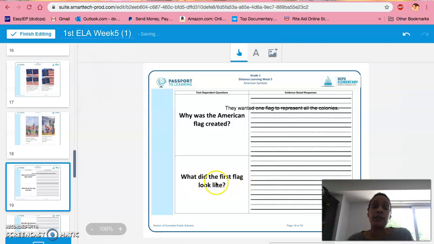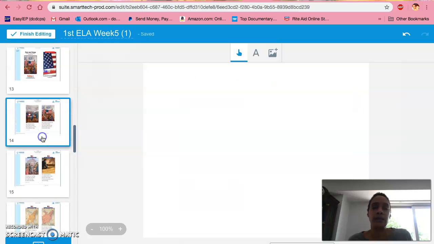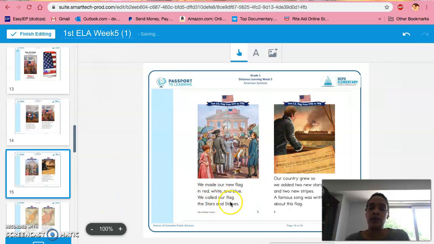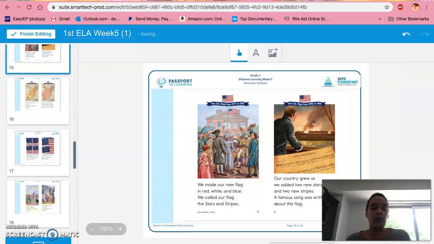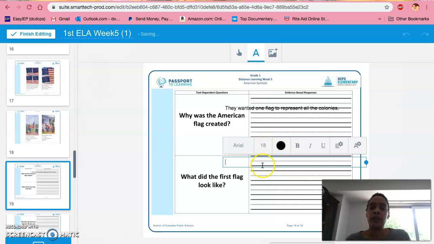What did the flag first look like? Okay, let's go back to page 14 and let's look at this. It says here, we made a flag that had 13 bright stars and 13 bold stripes. And if you go to the next page, it also gives us another clue here. We made our new flag in red, white, and blue. So that's two pieces of information that you can pick. You can decide which one you want.